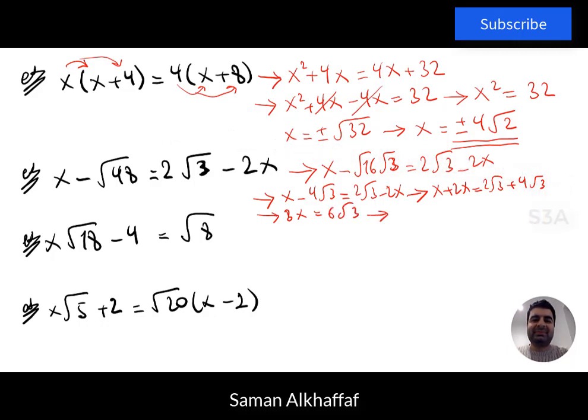Now to simplify this even further, the 6 can be divided by 3, so that will give us x equal 2 root 3 as the final answer.